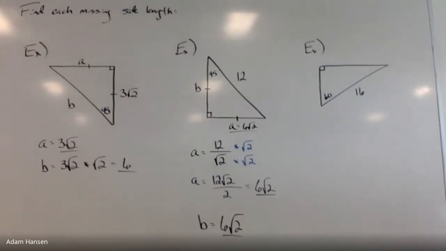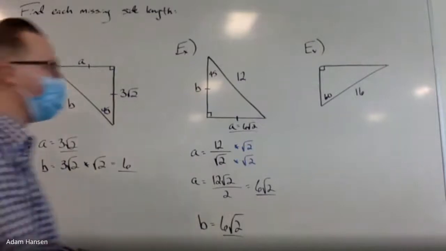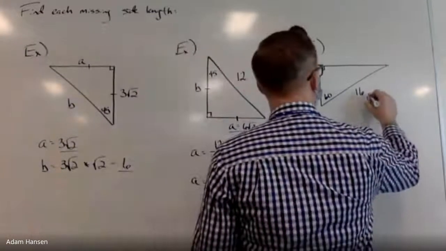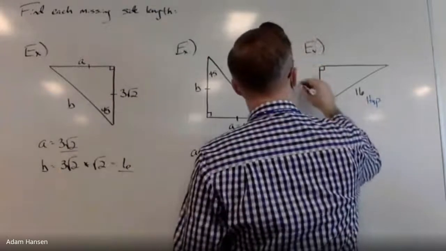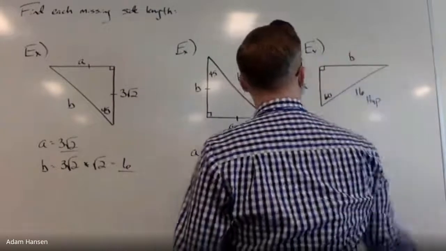30-60. So in a 30-60, we have 3 different types of side lengths, a hypotenuse and 2 legs, a short leg and long leg. The 16 we're given, is that a leg or a hypotenuse? Hypotenuse. Why do you know, Mace? Why is that the hypotenuse? The biggest one, it's opposite the right angle. This would be the hypotenuse. We're going to try and find the other 2 legs. I'll call this leg A, this leg on top B. Perfect.